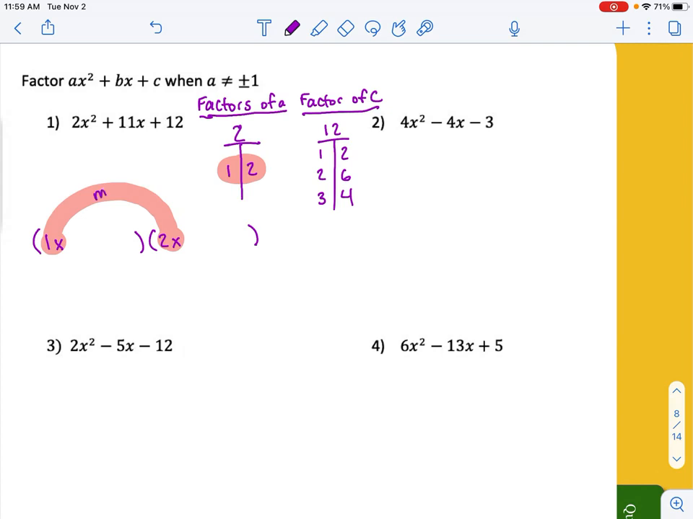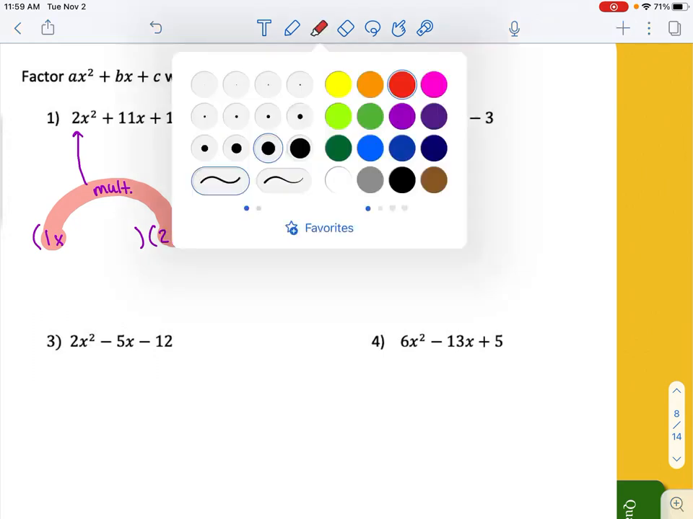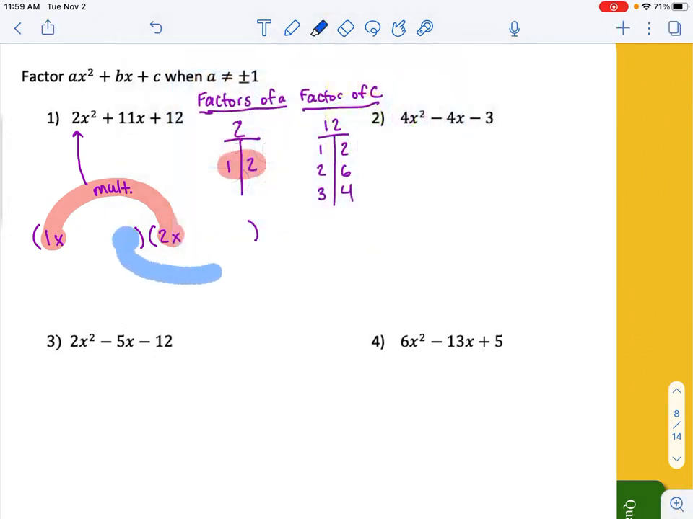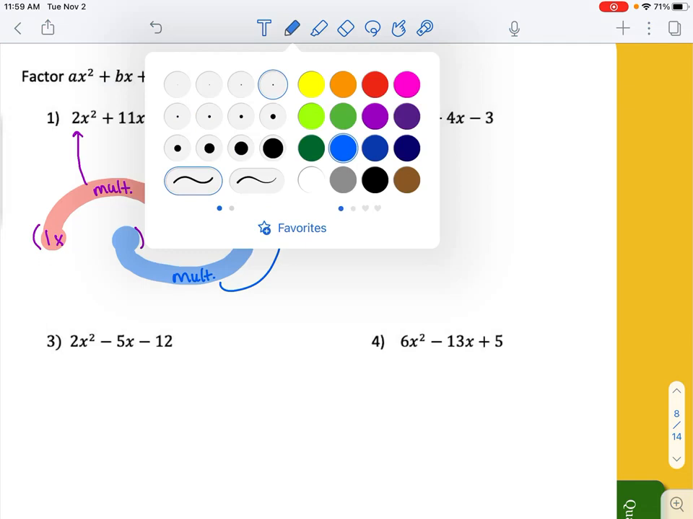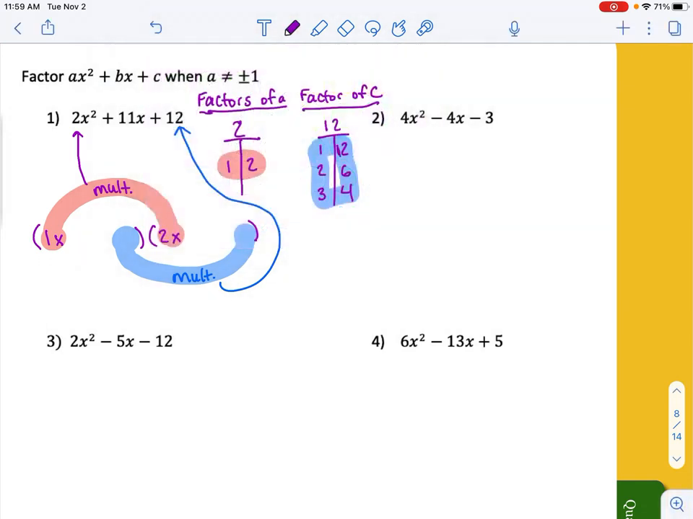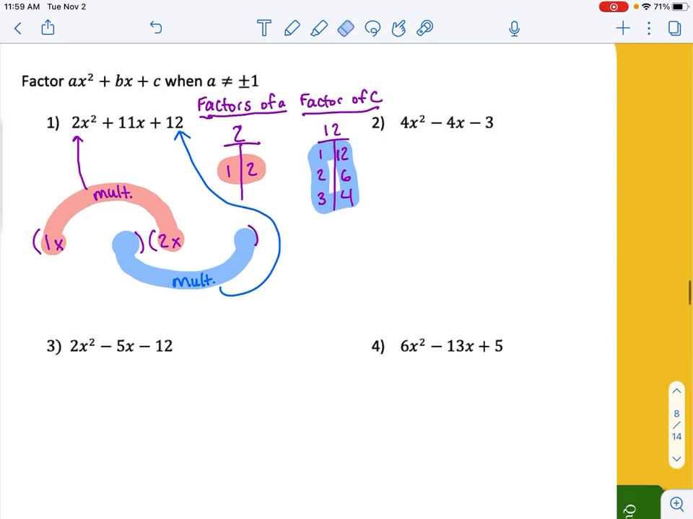So foiling just means you multiply each term. So we have to multiply here. You end up getting 2x squared. We know that has to happen. The same thing or similar thing has to happen with the last terms. So these have to multiply to equal positive 12. That's why we have to use one of these. Oops, mistake there. That should be a 12, not a 2. That's why you have to use one of these sets of factors in your last spot.